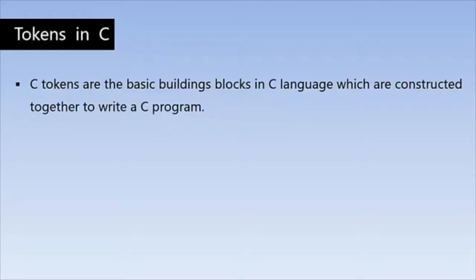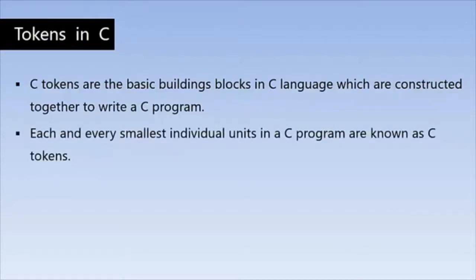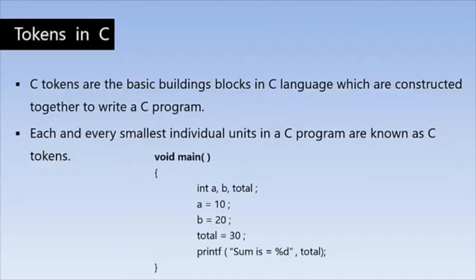C tokens are like the vocabulary for C language. They are the building blocks. Each and every smallest individual unit in a C program is known as a C token. The smallest individual unit in a program is called a token. Let us look at this example. It's a small main function where you can find tokens. Can you see the line int a, b, total? Int is a token, a, b and total are tokens, and the semicolon is also a token. So using all the tokens together, we're going to build a function.